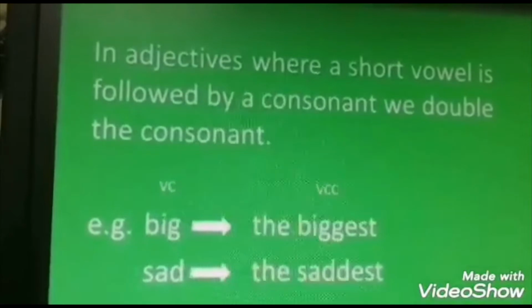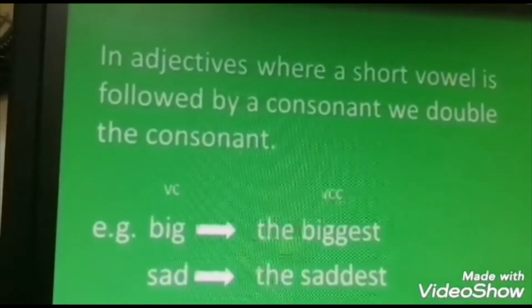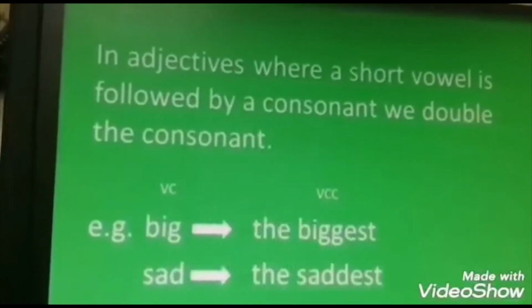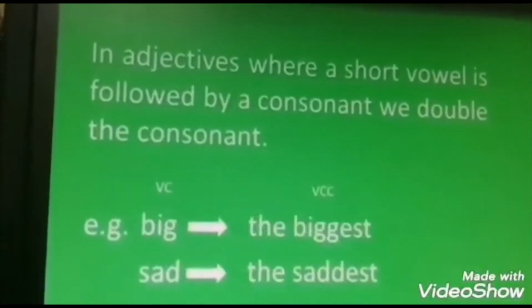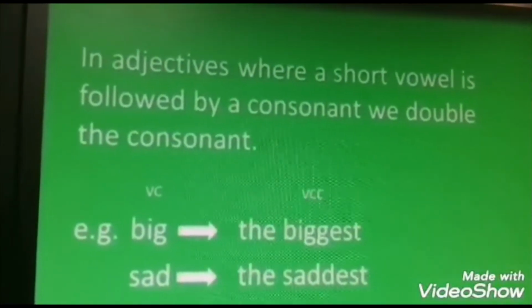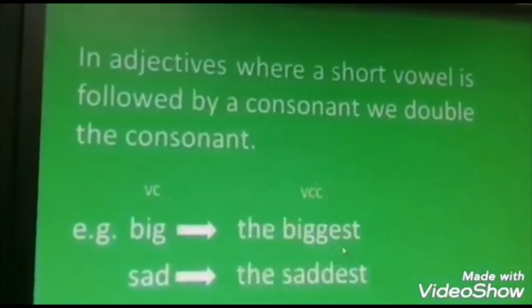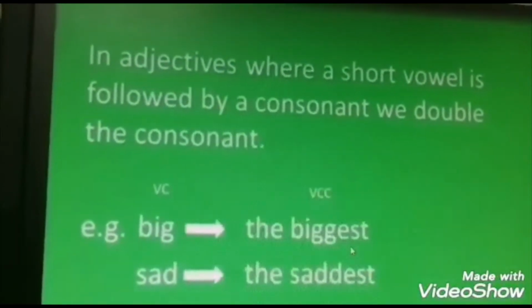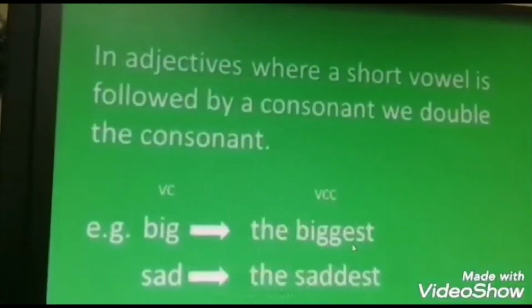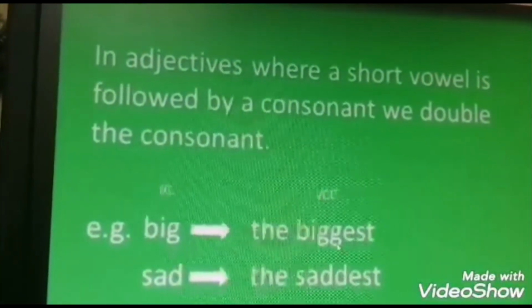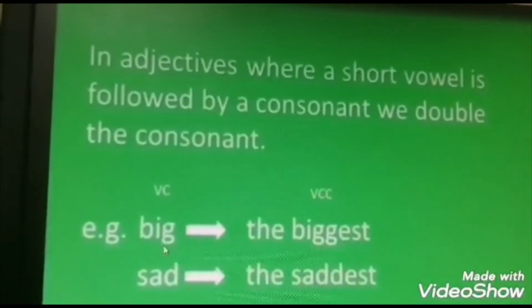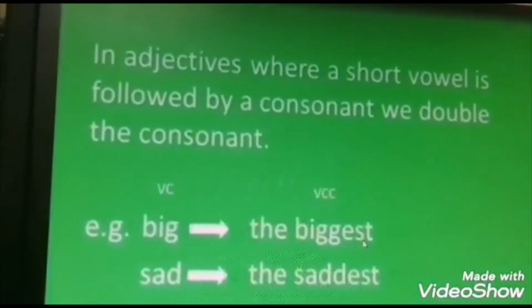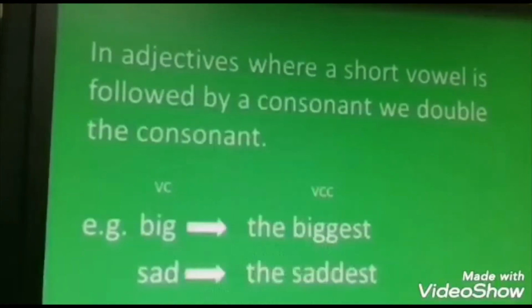The next rule, in adjectives where a short vowel is followed by a consonant, we double the consonant. Do you remember what we did in comparatives? Yeah, the same rule, but in comparatives we add er, and here in superlatives we will add est. We will double the consonant. Let's have a look at the examples. Big. The biggest. Sad. The saddest. Well done, you understood the rules. Now let's get back to our lesson.